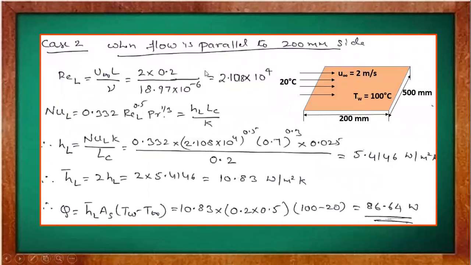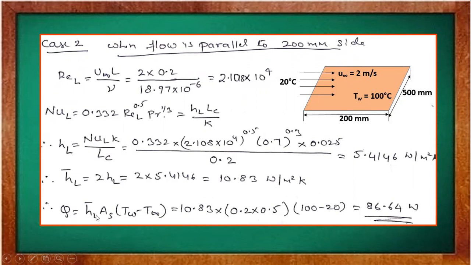Then case 2, where the flow is parallel to the 200 mm side and the width is the 500 mm side. So again here we need to calculate the Reynolds number, because the characteristic length will vary. Here the length is 0.2, in the previous case it was 0.5, now it has come to 0.2, and it should be in meters. Again here also it is in the laminar region. So go to the laminar Nusselt number expression, substitute, and obtain the HL value, that is, h at the end of the plate. Here it is given by 5.41, but the average h you have to take is 10.83.